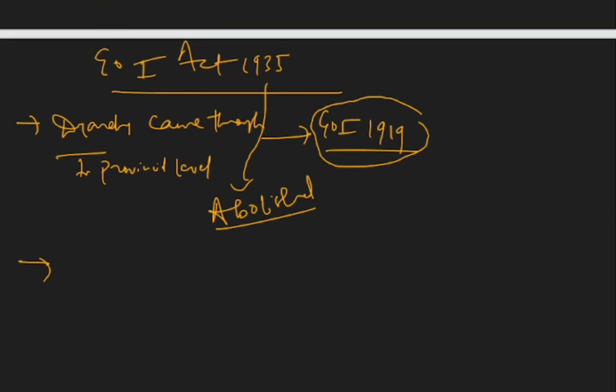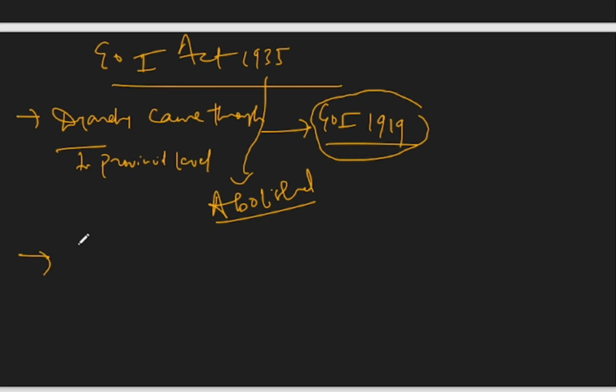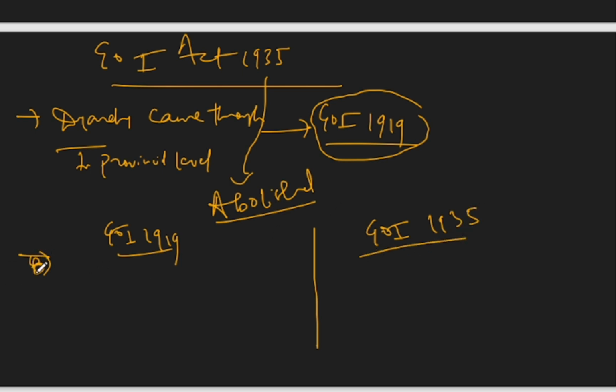Here provinces were given highest autonomy. In what sense? So I will first demarcate Government of India Act of 1919 and Government of India Act of 1935. We will discuss the provincial autonomy status, right? In Government of India Act of 1919, we saw that there was diarchy at provincial level. So there were two subjects, transfer subjects and reserved subjects.